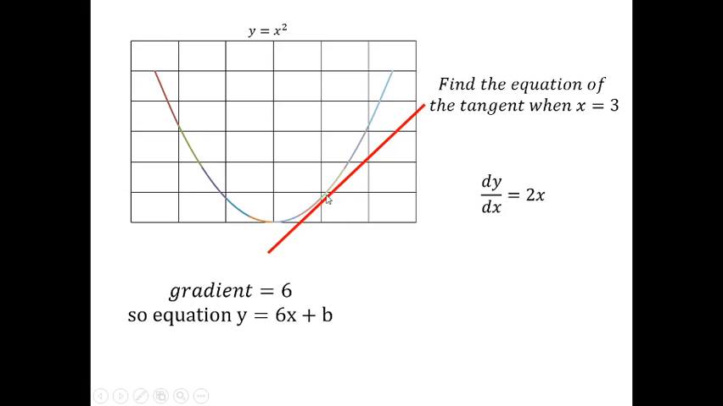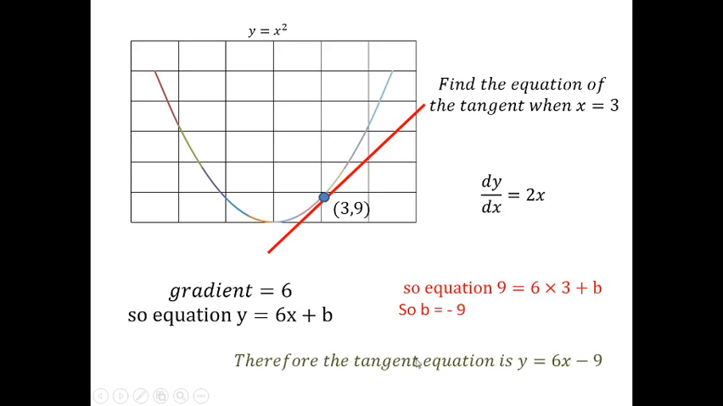Well, fortunately, we know it only touches at one point, and we know that point is x equals 3. And so when x is 3, y is 9. And so I can use this fact of x is 3, y is 9 to work out what b is. In this case it is minus 9. And then that gives me the equation of this line, 6x minus 9.